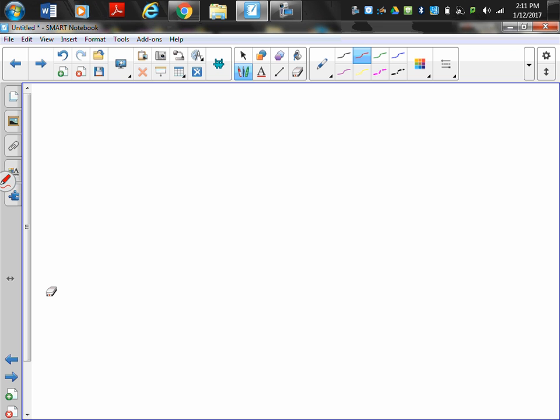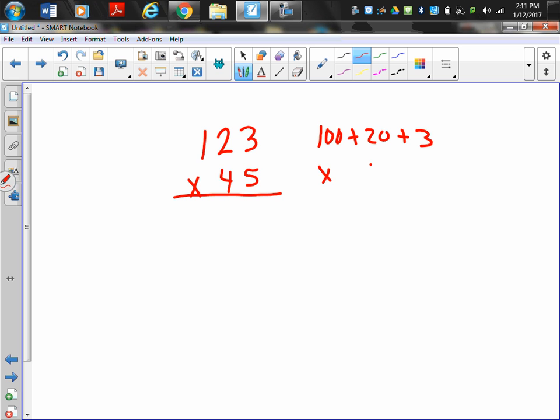So when you were in lower grades, you did this problem. 123 times 45. And we put it on top. It's easier to work it this way than it is to write it out and do the distributive property. Because this would be 100 plus 20 plus 3 times 40 plus 5. That just does not make much sense. So we learned how to stack them up on top of each other and just multiply.